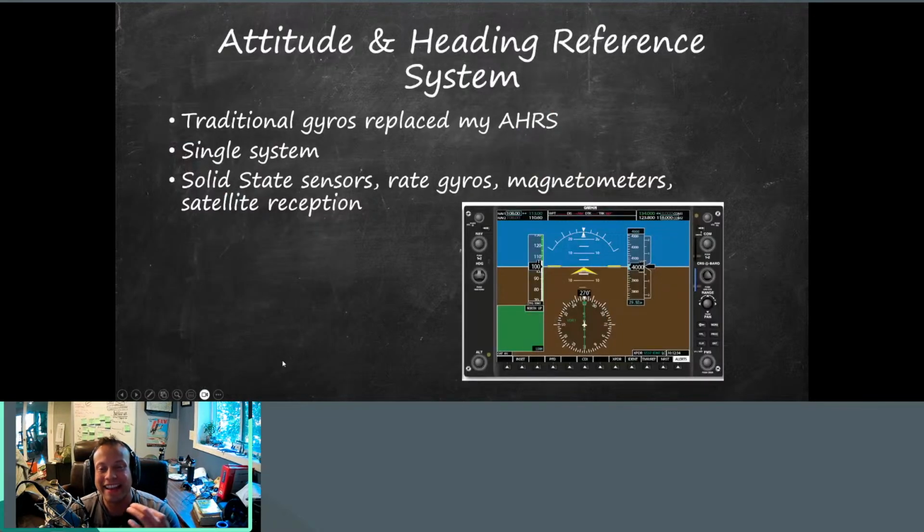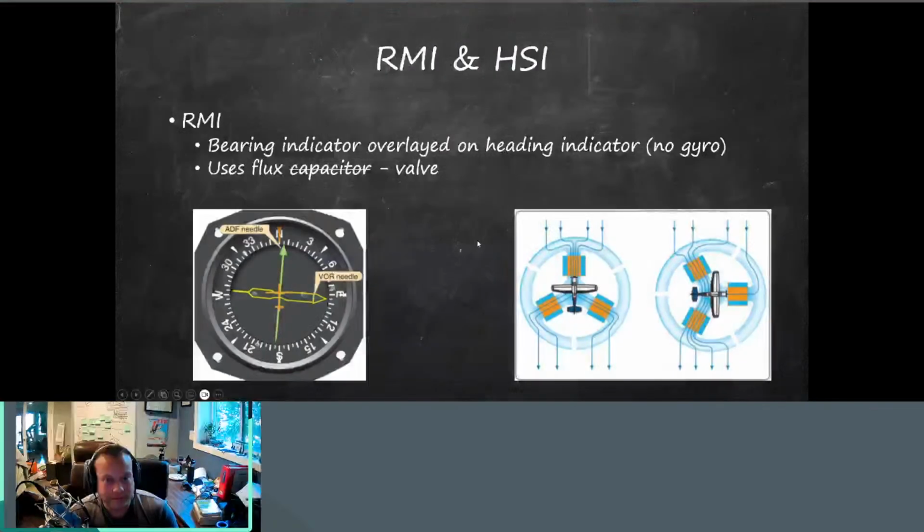Now, the attitude and heading reference system is a solid state system that is meant to replace your traditional gyros. It's a single system that takes solid state sensors, rate gyros, magnetometers, and satellites to give you indications of your pitch, roll, yaw, and your position.